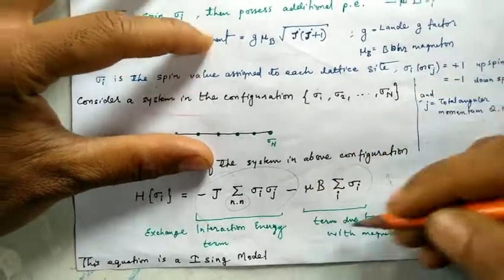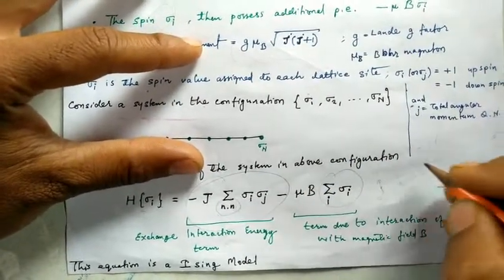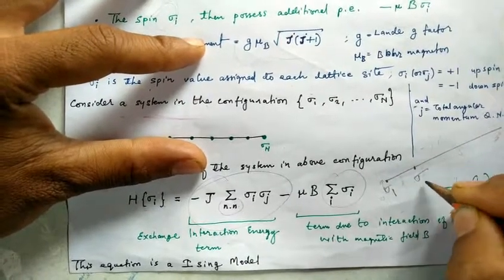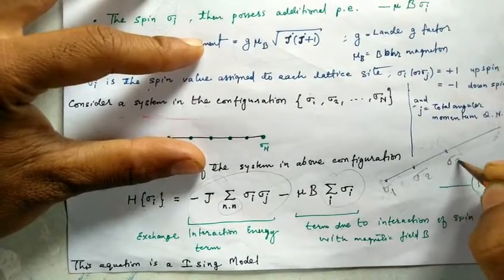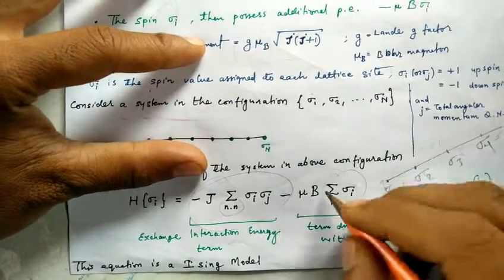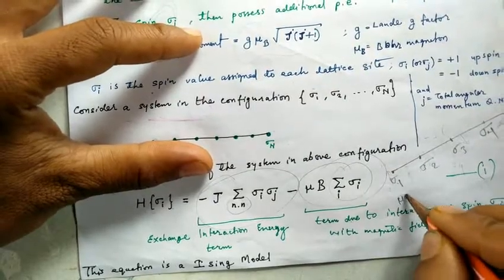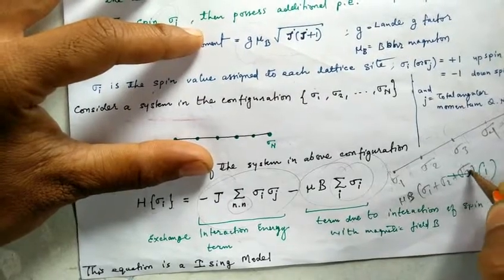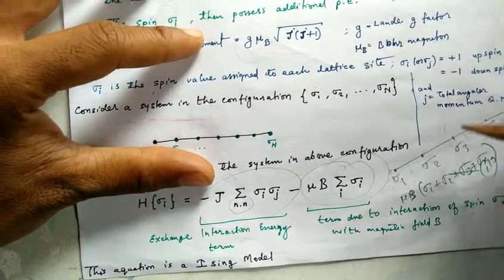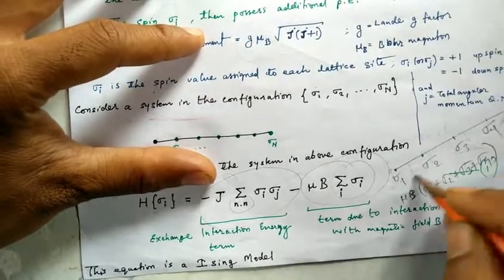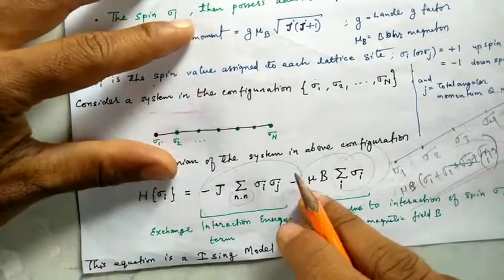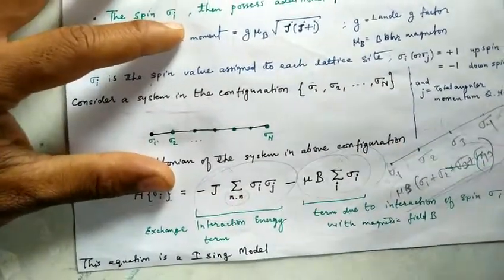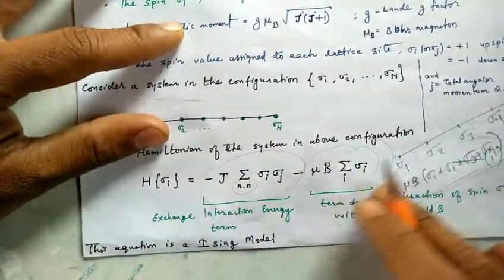Let me explain this in a little more detail. Let's consider there are 4 spins: sigma 1, sigma 2, sigma 3, and sigma 4. Then this term will become mu B times (sigma 1 plus sigma 2 plus sigma 3 plus sigma 4). That means for the 4 spins, their total potential energy will be like this, and that will be added to your Hamiltonian to create the total Hamiltonian in the Ising model. So friends, this equation is called the Ising model.